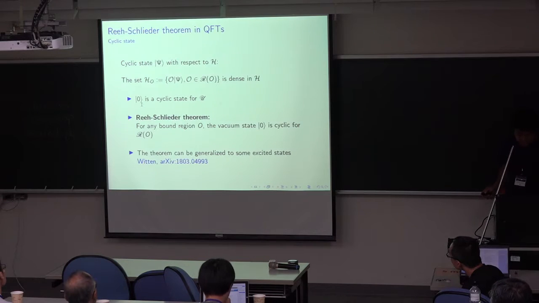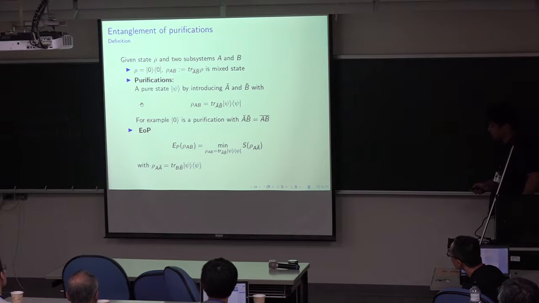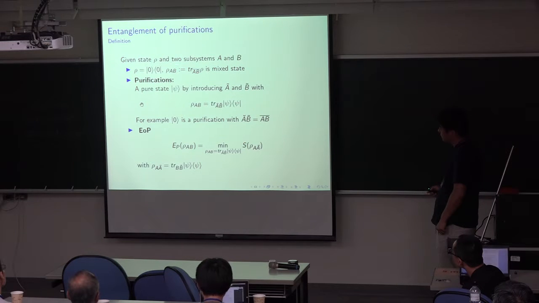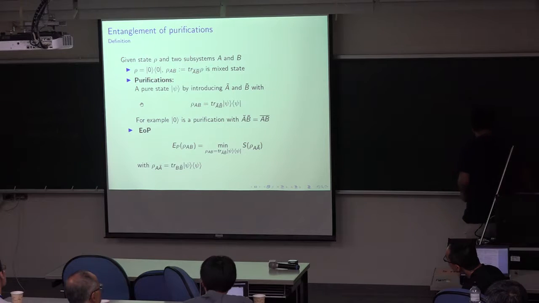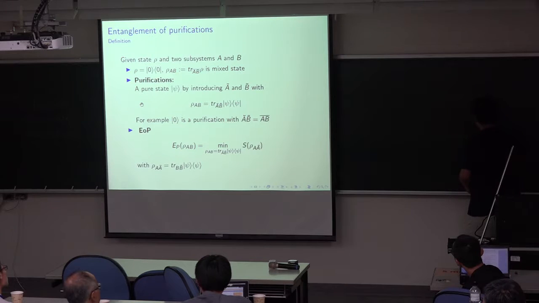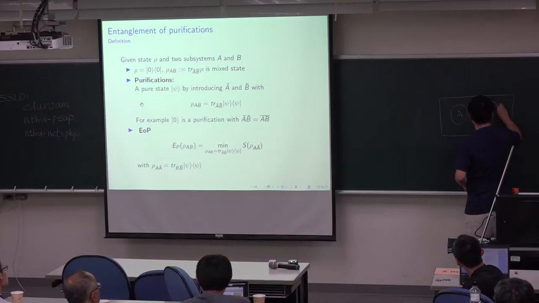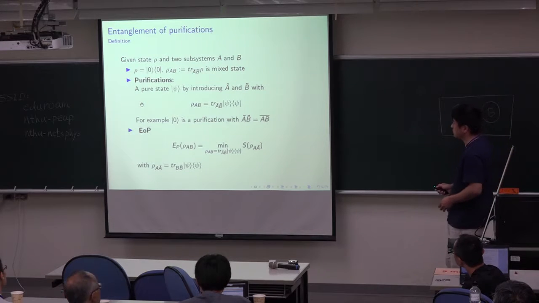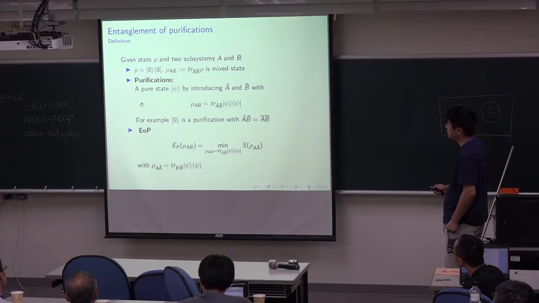Okay, this is the Reeh-Schlieder theorem. I want to discuss entanglement purification. First the definition: for a given state we have two subsystems A and B, which may be connected or disconnected. Choose A and B, and then you can define the reduced density matrix for this state, and this is usually mixed. For the vacuum, it is actually mixed.